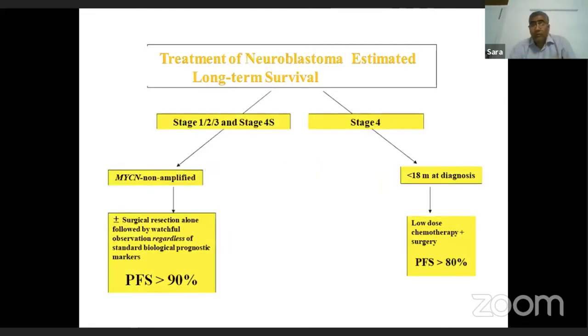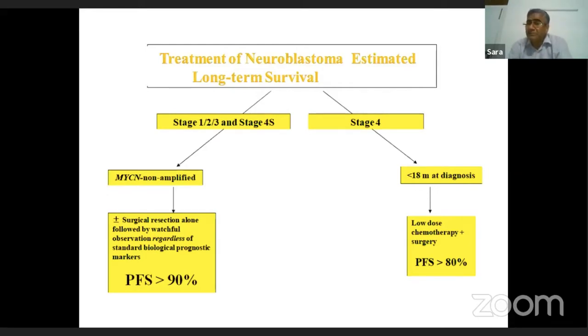If you remove those patients, now these are the good patients we have. So in the stage 1, 2, 3 and stage 4S, if NMYC is not amplified, they tend to do very well. And if they have favorable histology, then surgery alone is the treatment. These are low-risk neuroblastoma patients, and they have survival more than 90%. And if you have a stage 4 patient, less than 18 months of age, and NMYC is not amplified, then they also have very good outcome, survival of 80%.